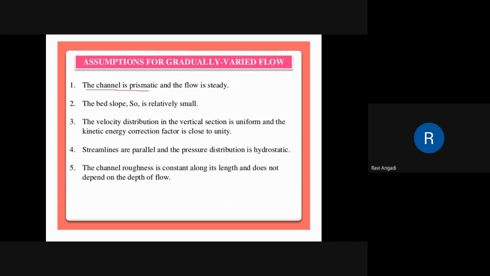So again, we have made certain assumptions for deriving the gradually varied flow equation. That is, the channel is prismatic and flow is steady. The bed slope SO or SB is relatively small. The velocity distribution in the vertical section is uniform, and the kinetic energy correction factor is very close to unity, and streamlines are parallel, and the pressure distribution is hydrostatic. The channel roughness is constant along its length and does not depend on the depth of flow. So all these assumptions we have considered while deriving the equation for the gradually varied flow.